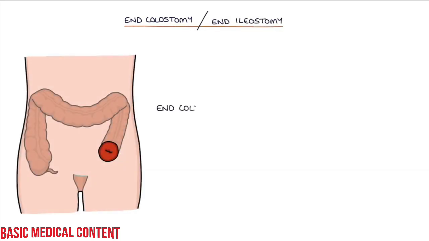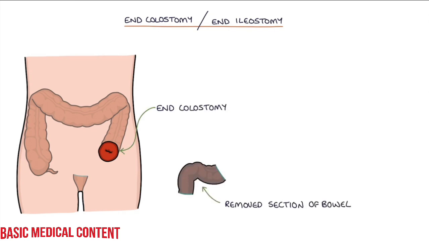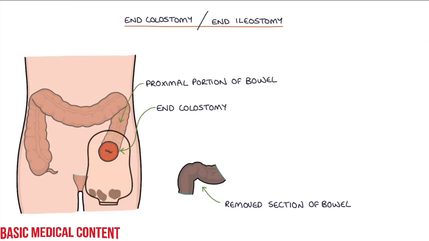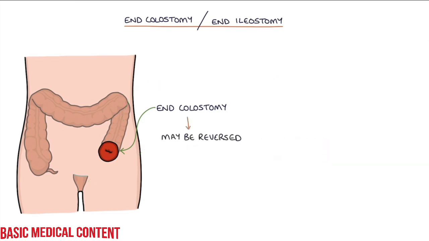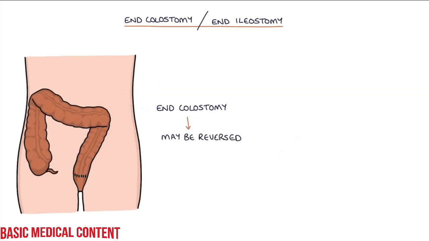Let's talk about end colostomies and end ileostomies. An end colostomy is created after the removal of a section of bowel where the end part of the proximal portion of bowel is brought onto the skin. Feces are able to drain out of an end colostomy into the stoma bag. The other end of the remaining bowel, the distal part of bowel, is sutured and left inside the abdomen. An end colostomy may be reversed at a later date, where the two ends are sutured together to create an anastomosis.